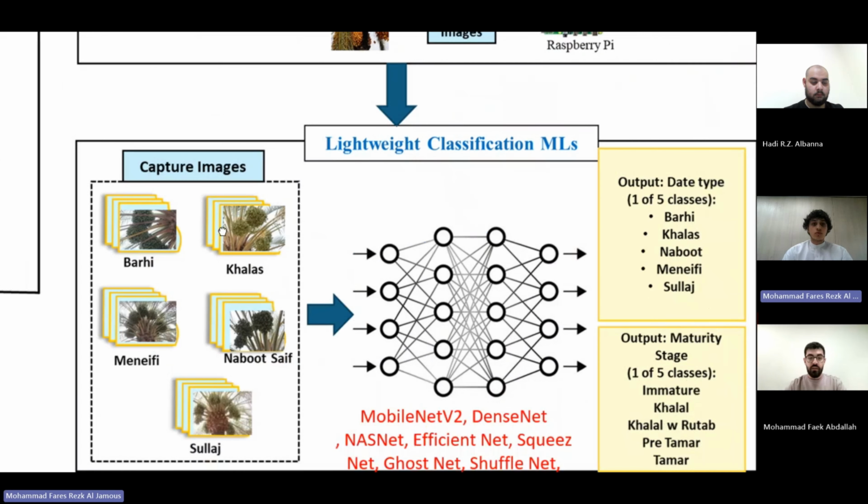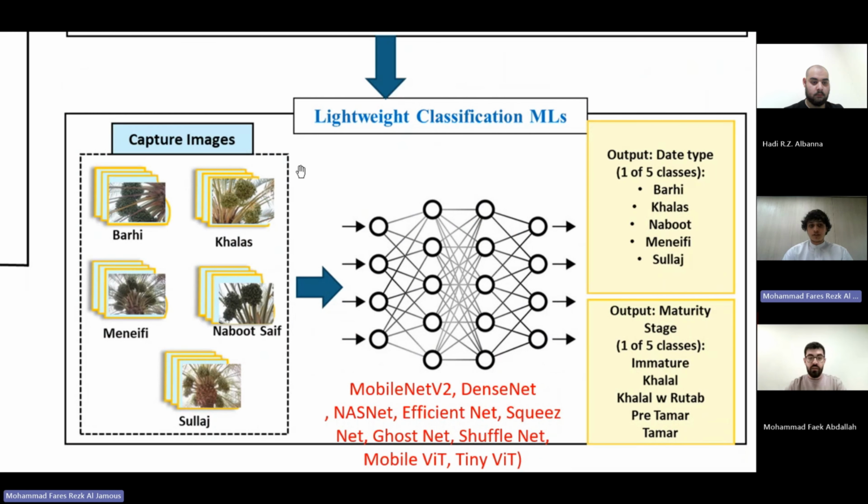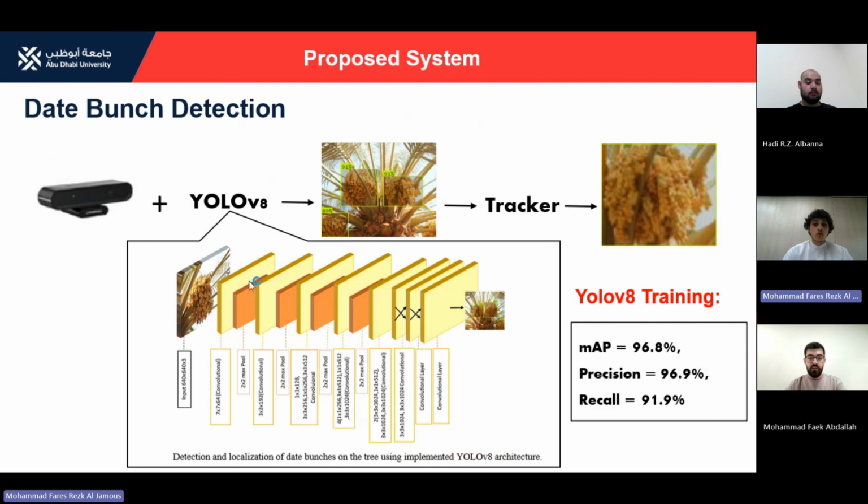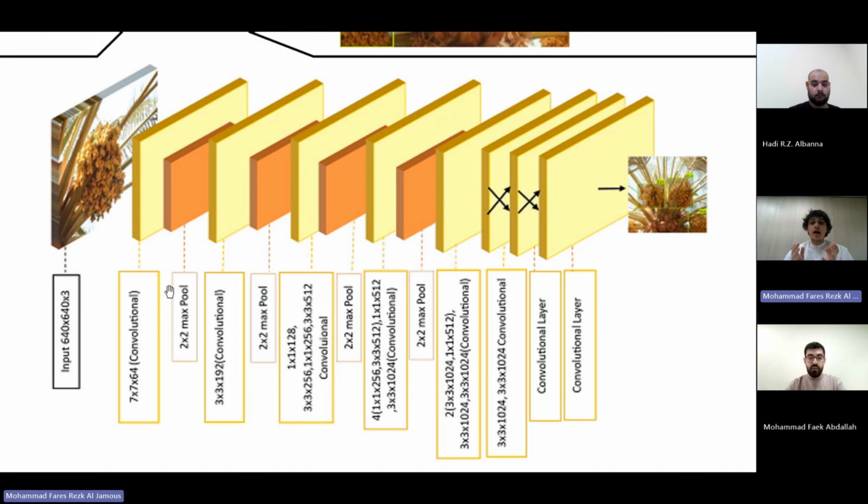And now we will move to our lightweight classification machine learning model. Now let's look closer at the first step of our AI pipeline, detecting the bunches. For this, we implemented the YOLOv8 architecture because it is currently the state-of-the-art model for real-time object detection. Since our system operates outdoors in complex lighting and overlapping bunches, we need something highly robust.